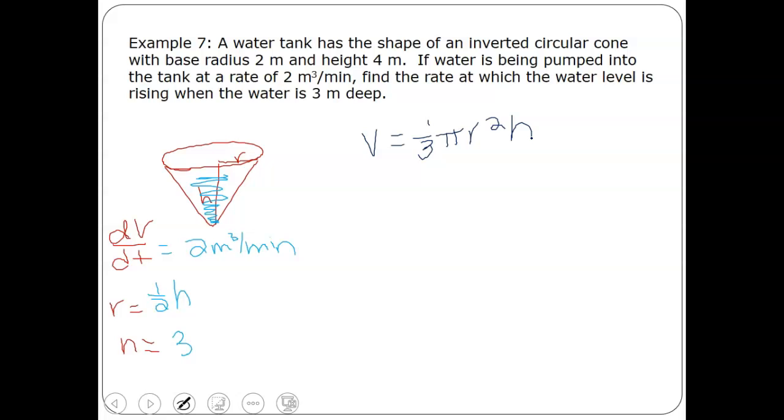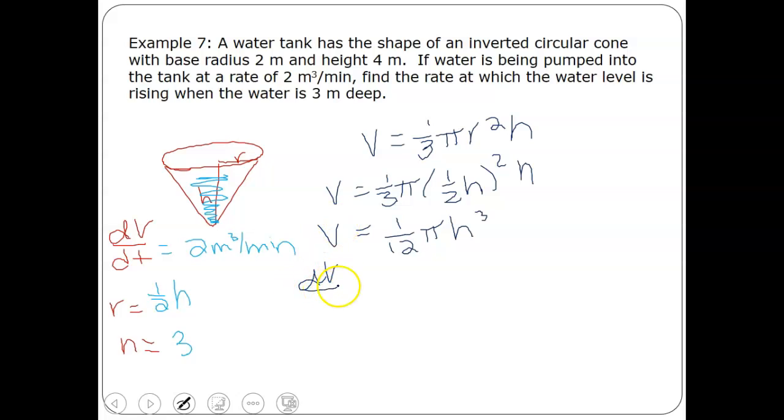Volume equals 1/3 pi r squared h. Which variable are we looking for and which variable are we substituting out? We're looking for h, so we're substituting out r, because we want dh/dt. Exactly. We want dh/dt, so we're getting rid of r. So it'd be pi times (1/2 h) squared times h, so it'd be 1/4 pi h cubed, times 1/3, which would then be pi h cubed over 12.